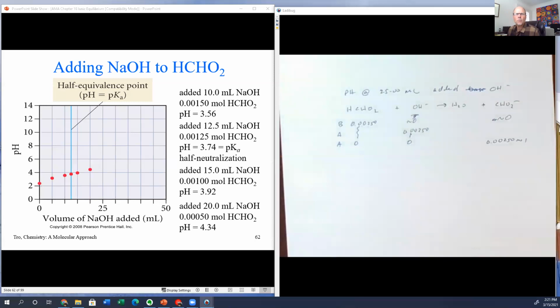So now notice, what kind of a problem do we have at this point? A weak base. Exactly, a weak base equilibrium problem.